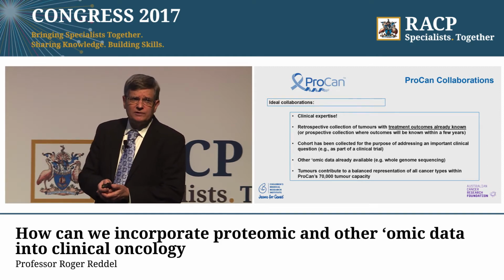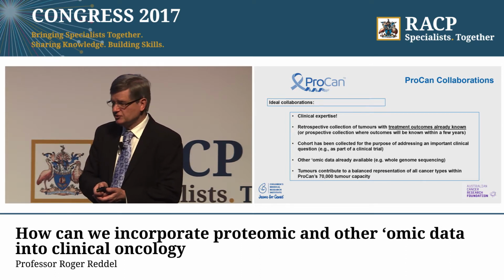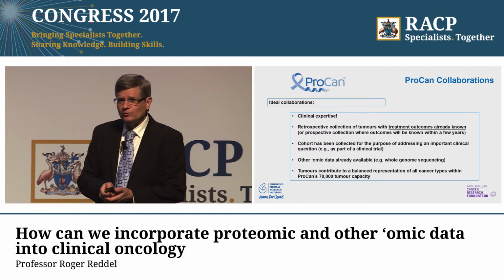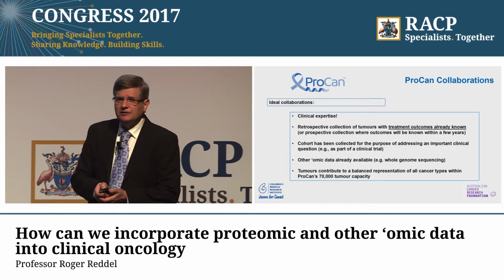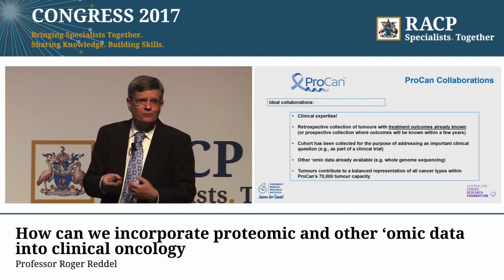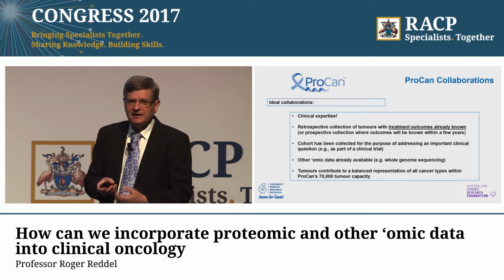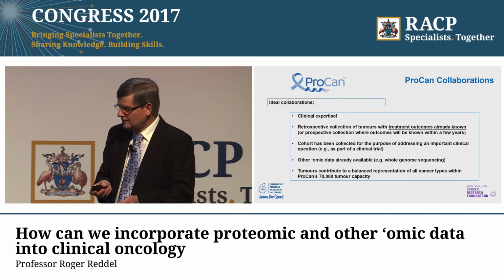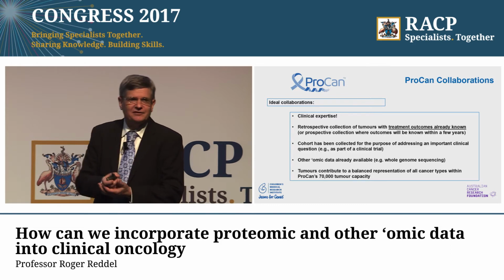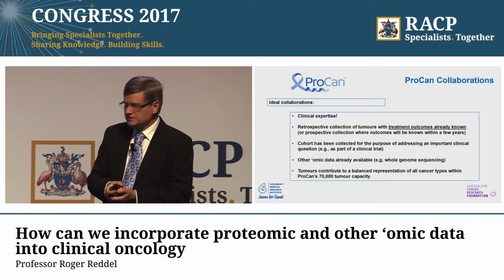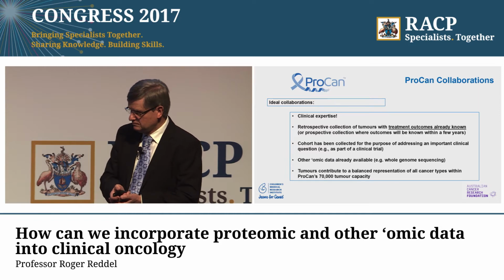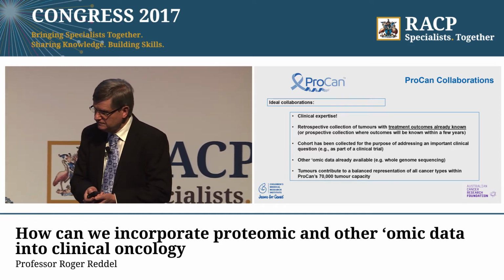And importantly, this is not an absolute requirement, but wherever possible, we're targeting tumor collections where other omic data are already available, especially whole genome sequencing. And I wish to emphasize, although what we're bringing to this project is a new and currently unique proteomics capability, in fact, this is a multi-omic study. And although we're guessing that most of the useful information will come from proteomics, we're not assuming that. That's a hypothesis to be tested.